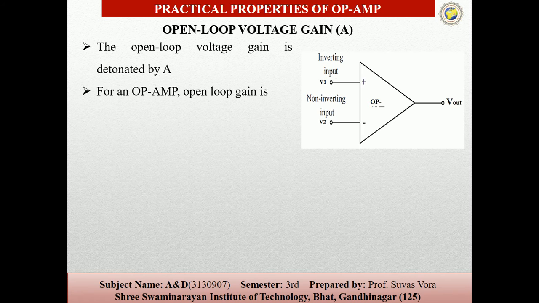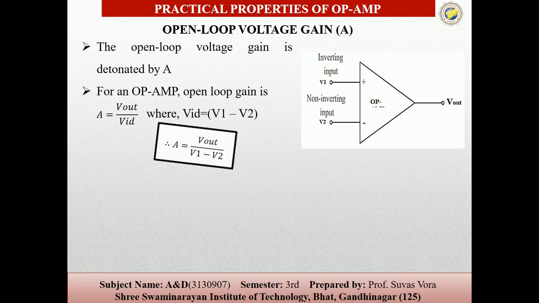For the op-amp, the open loop gain is A equal to Vout upon VID. VID means, as we saw earlier, the differential voltage of the inputs. So this is the first property. VID means V1 minus V2, so we can say that the open loop gain is Vout upon V1 minus V2.